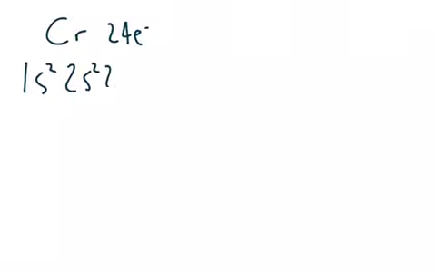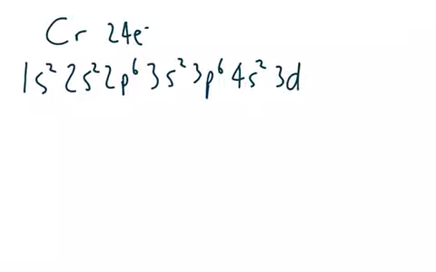If you look at chromium, chromium is number 24, and it's in the D4 column. If you do a normal electron configuration for chromium, it would be 1s2, 2s2, 2p6, 3s2, 3p6, 4s2, and then it's 3d4, okay?